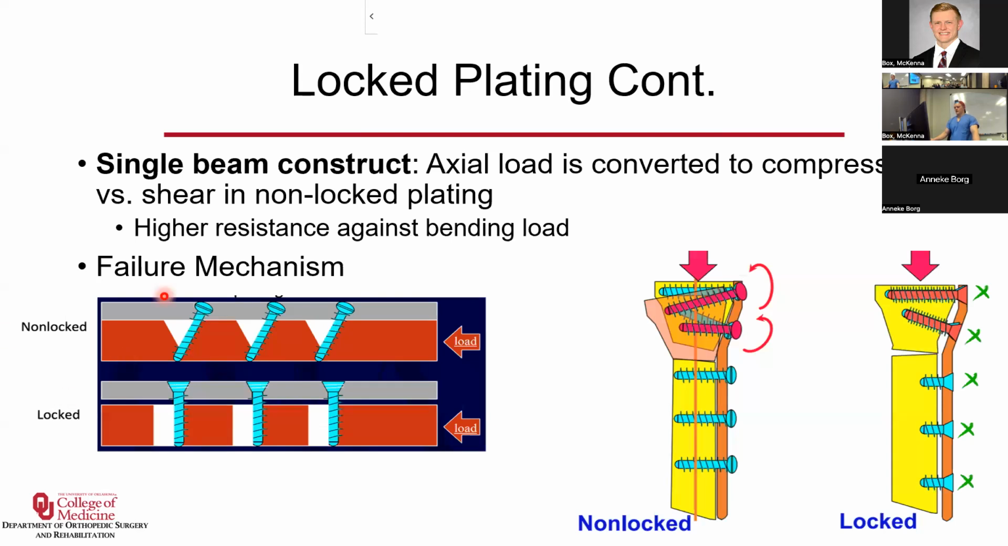So as I was mentioning, talking about the single beam construct, it's turning axial load into compression, versus whenever you're using a non-locking plate, such as in this example here, axial load can be turned into shear forces. So this is usually how a conventional plate fails, is with load, because it isn't a fixed angle construct, resulting in the screws toggling, versus with a lock plate, the load is distributed over the plate.